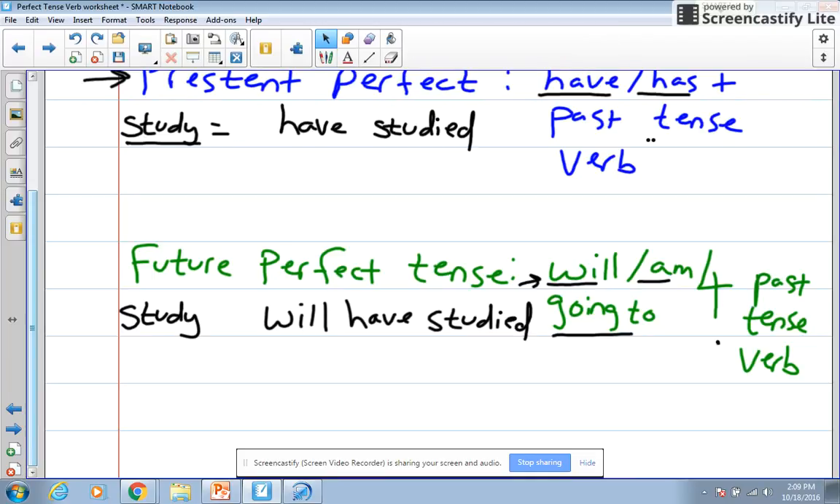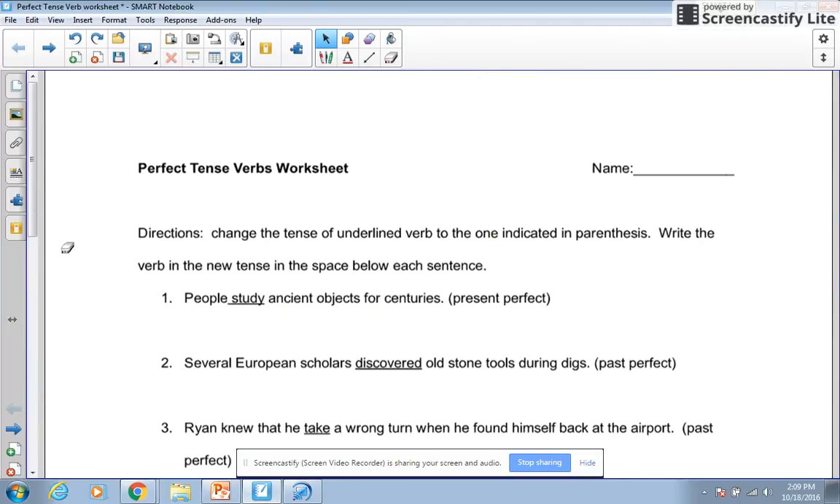You should have a page like this in your interactive notebook. It should kind of have flaps that you flip up with the definition of each type of tense and these formulas. If you don't have this page in your interactive notebook, go ahead and pause this video and write these formulas down, because you're going to need those to complete the worksheet below. Let's take a look at a couple different problems on your worksheet.